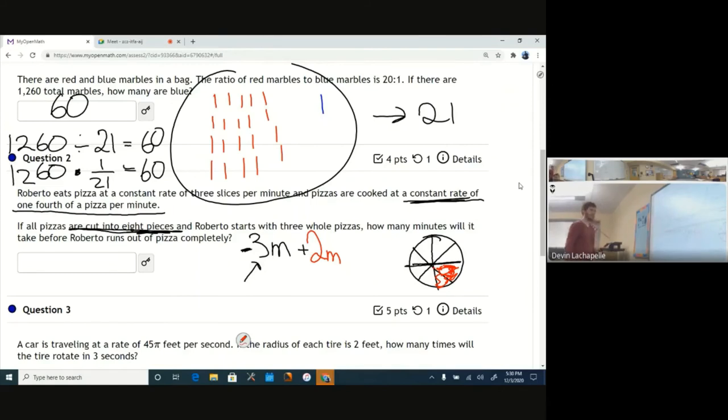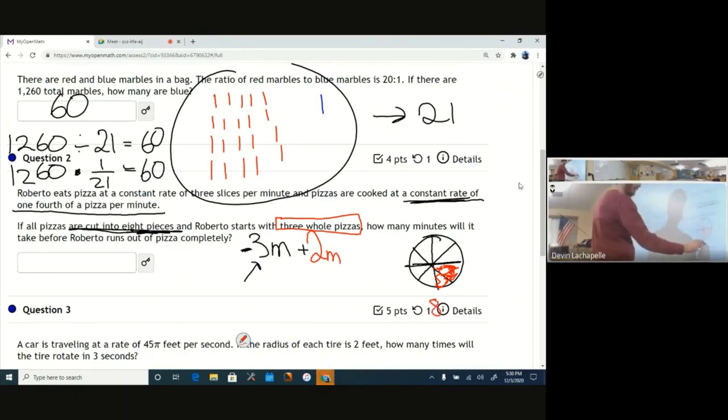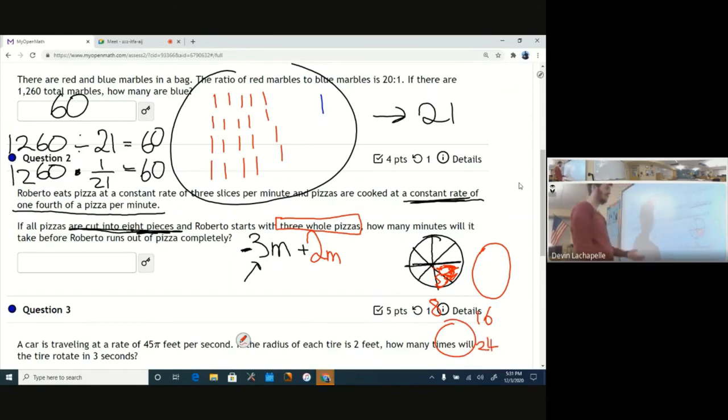All right, and our last important piece of information here is that he starts with 3 whole pizzas. But we're not talking in terms of pizzas. We're talking in terms of slices. All right, so let's look at our pizza here. 1 pizza has 8 slices. If I add another pizza, that's going to be 16 slices. Right, another 8 slices. And then I add a third pizza. It's going to be 24 slices. 8 slices times 3 pizzas is 24 slices of pizza.